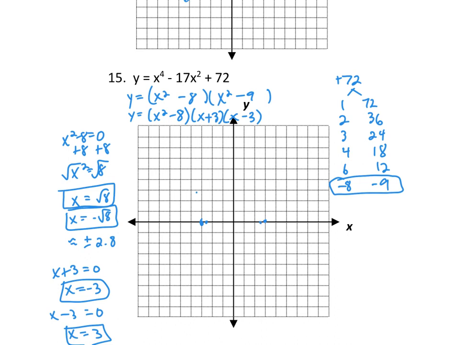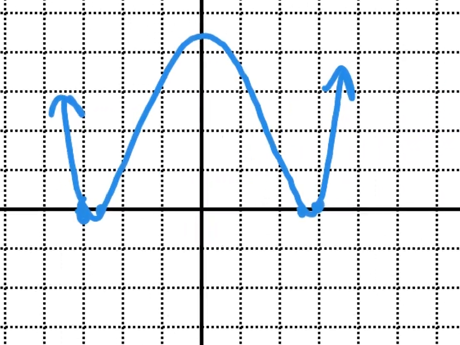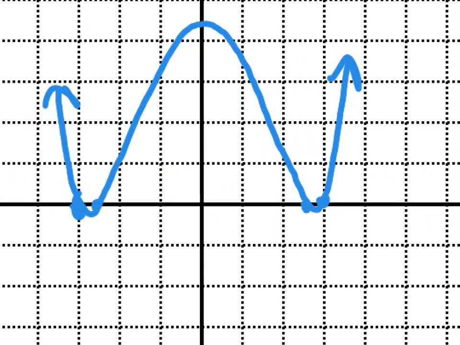All right, so this is going to look something like this. It's going to go through those two, come up, come down, and then go through those two. It's hard to see, but they go through 4 different spots on the x-axis.